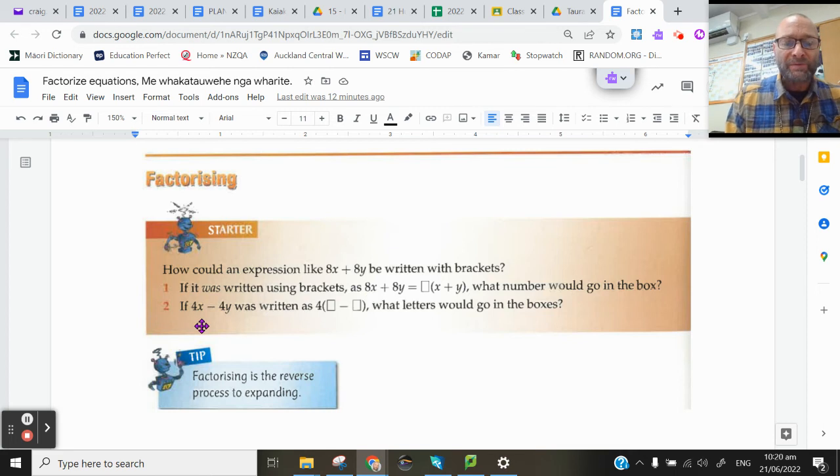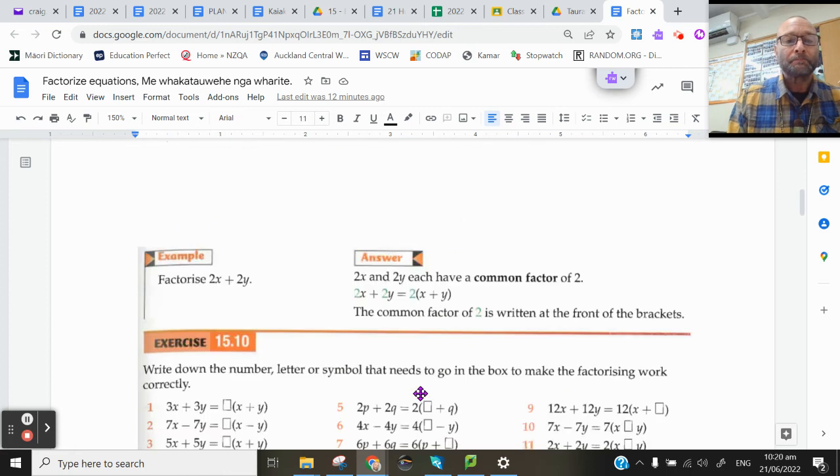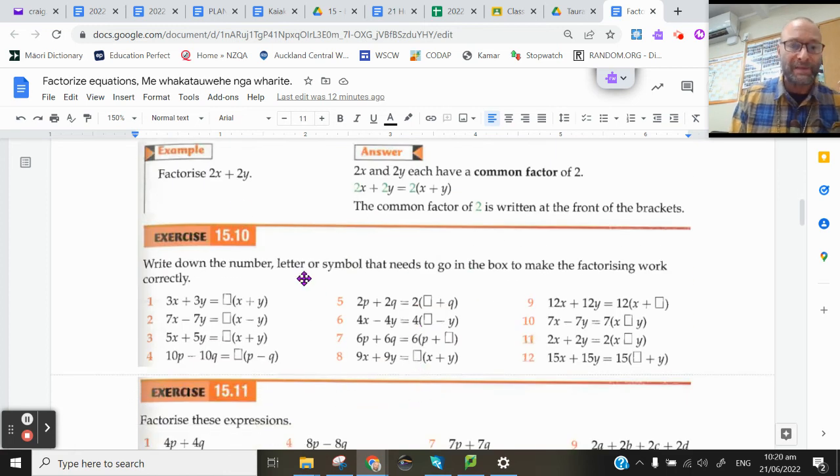So if we had 4x minus 4y, and that was written with brackets, what would be in these brackets? Hopefully you're thinking x minus y, because when we expand the brackets, 4 times x, 4x, and 4 times y, 4y. Here's a tip. Factorizing is the reverse process to expanding brackets. All right, let's have a look at our first example.